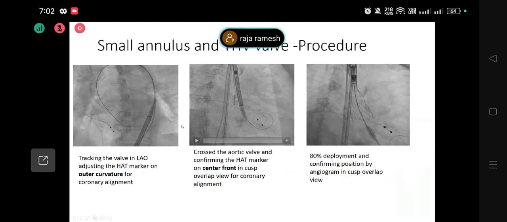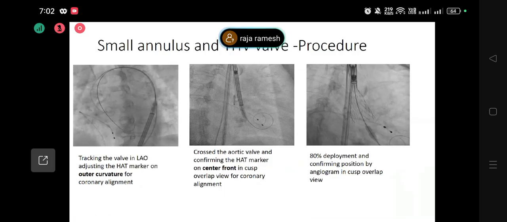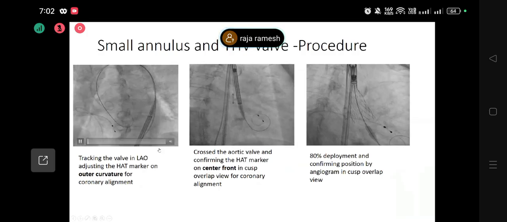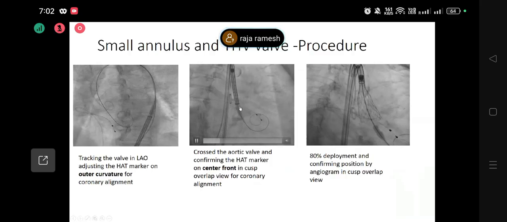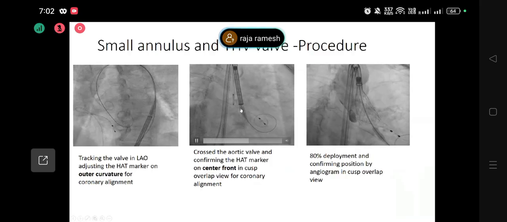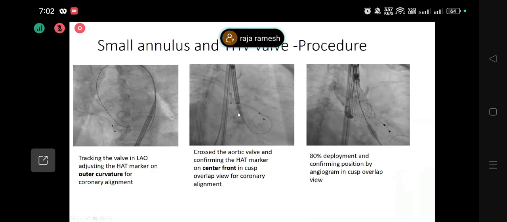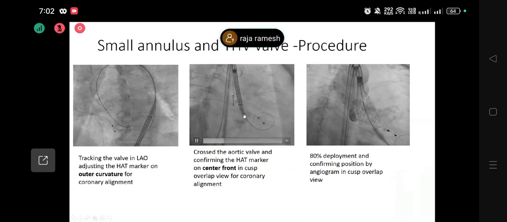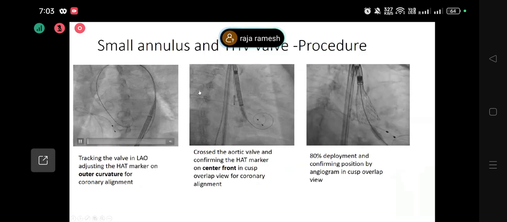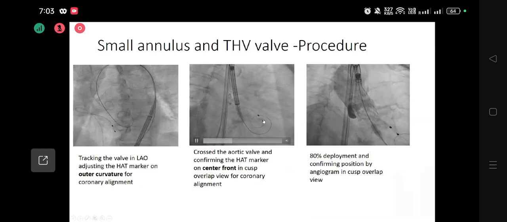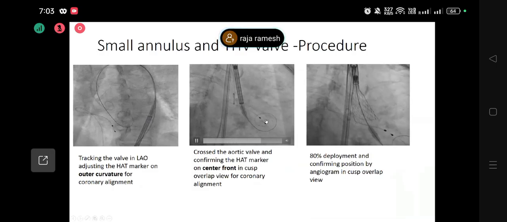And these are the standard steps for the Evolute self-expandable valve deployment. So this is tracking the valve over the stiff wire, and there are certain alignments, certain adjustments to get the commissural alignment. We can see a marker here that is called the hat marker. That should be at the front, so we call it center front in the RAO view. In LAO, it should be on the outer curvature. This is just to get the commissural alignment, although this is not important at this point of discussion.